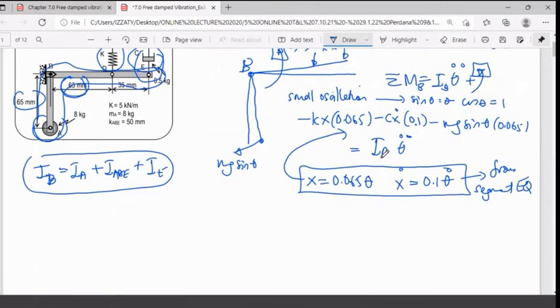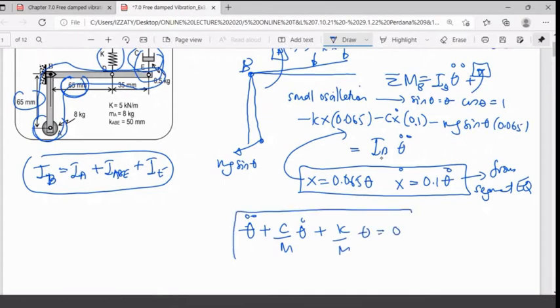Okay. So finally you will get the resulting equation where you have theta double dot plus c by m theta dot plus k by m theta equal to 0. We call this equation the equation of motion. Okay, this one we already completed.